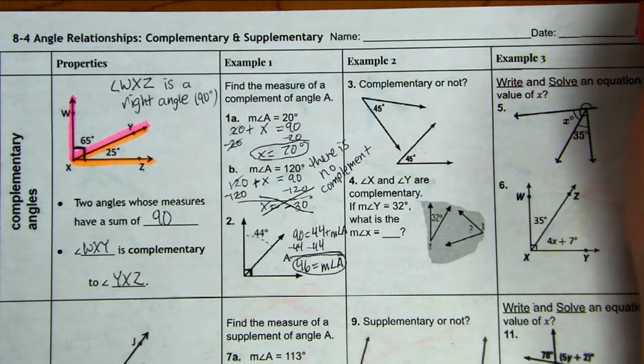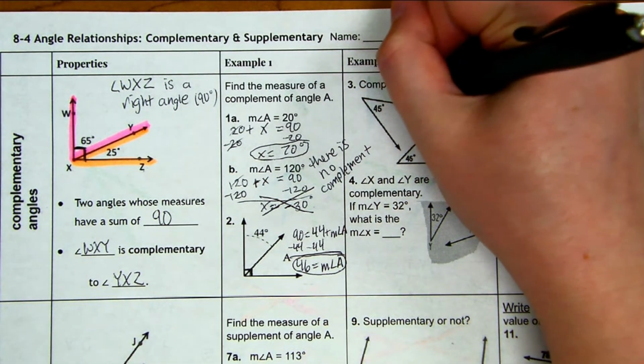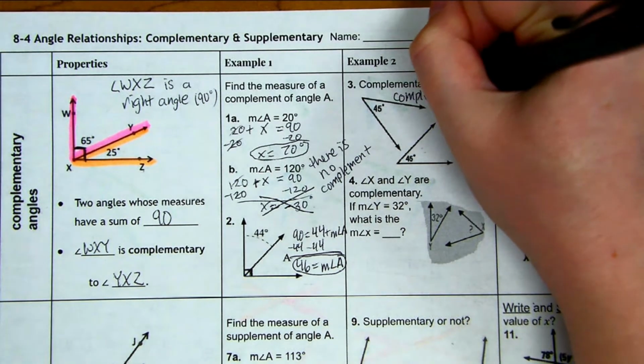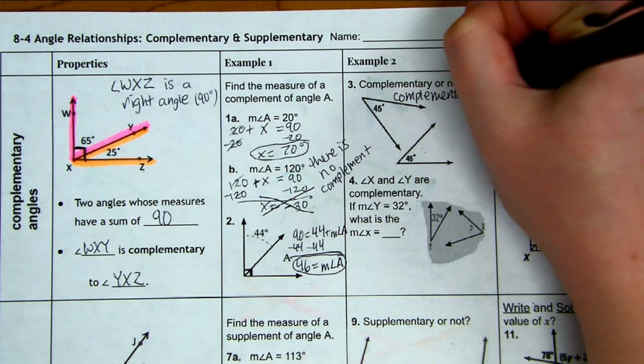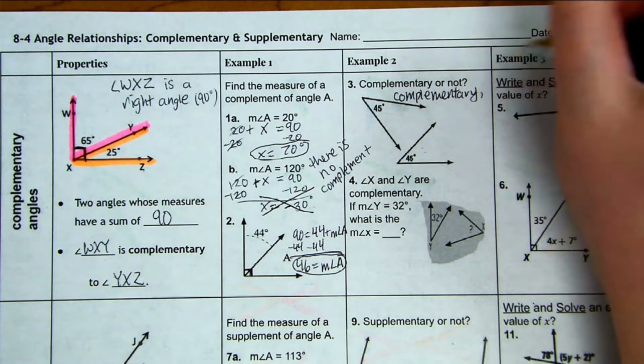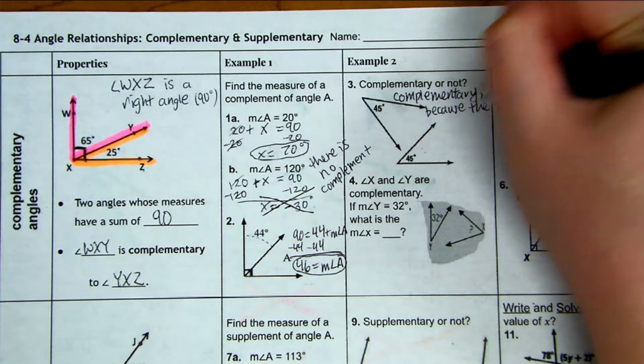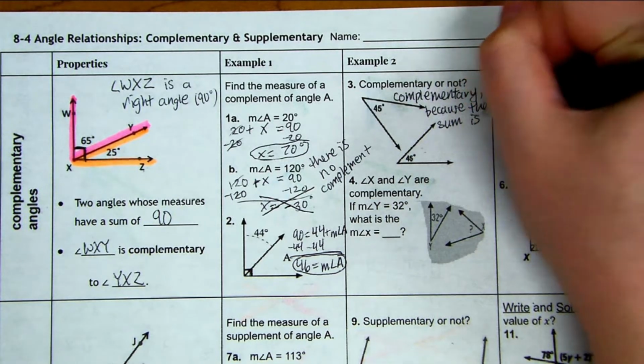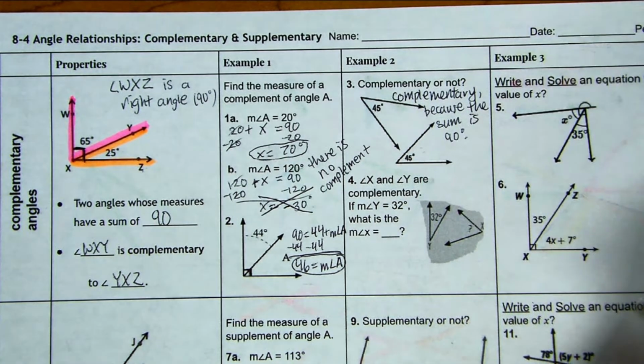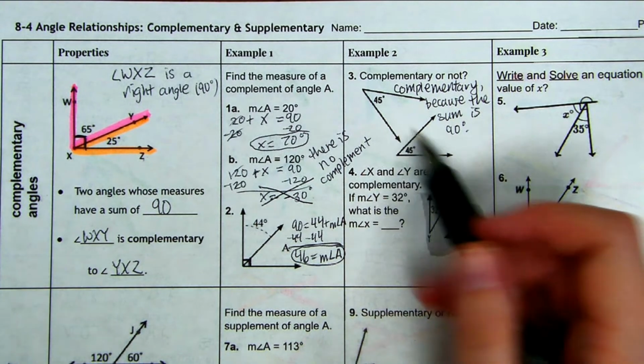So here we'll say this is complementary because the sum is 90 degrees. So it's perfectly fine that they are not adjacent to each other. That does not concern us.